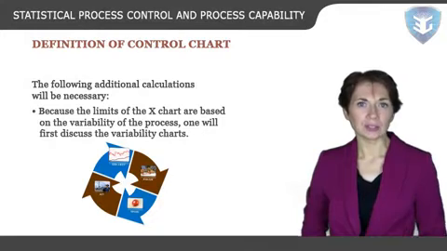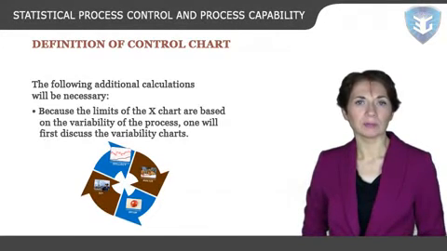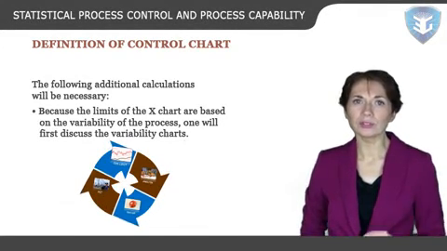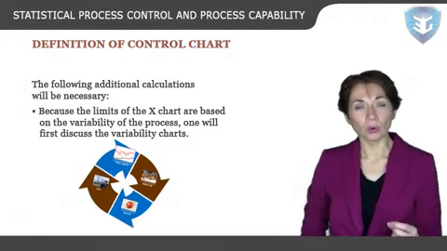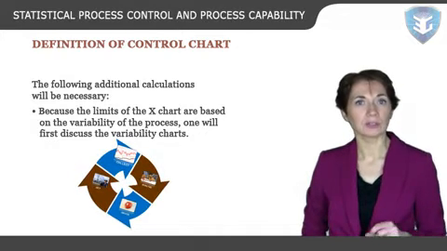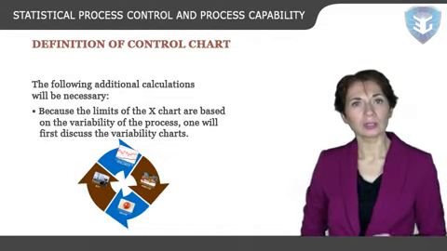Because the limits of the X-bar chart are based on the variability of the process, one will first discuss the variability charts. If the R chart or S chart shows a lack of control, one cannot draw conclusions from the X-bar chart.